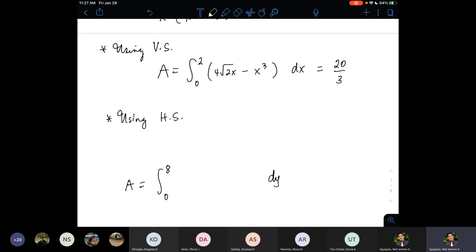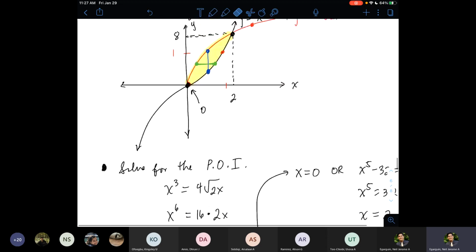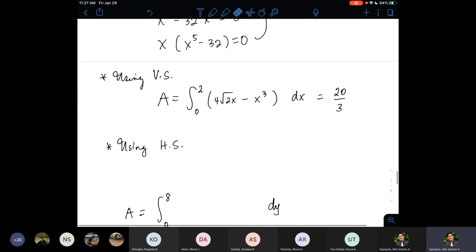So notice the very distinct way of setting these integrals up. dx, you bound the x values. dy, you need to bound the y values, right? But remember here, my variable is y. So my functions should be expressed in terms of y. So what is the right function? The right function is the cubic function, right?